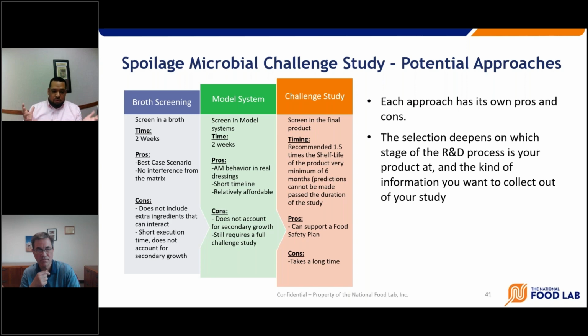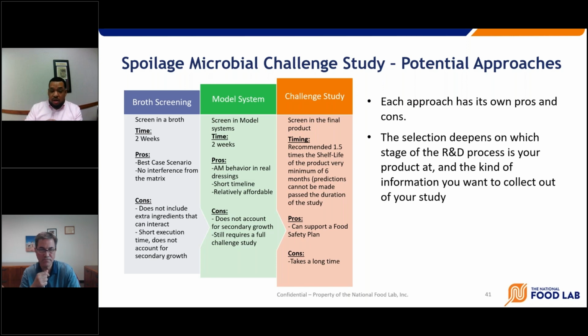So you need to have product that is being made using the same equipment that you use for commercial production. And for shelf life studies, you need to run it at least for 1.5 times the shelf life of the product. And like I said, predictions cannot be made. The pro is this can also support the food safety plans, and the con is that it takes a long time because you need to account for the shelf life of the product.